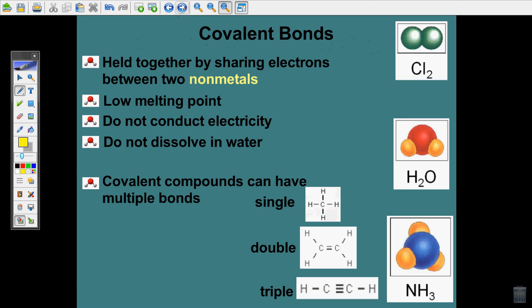Alright, covalent bonding. Covalent bonds are held together by sharing electrons between 2 nonmetals. So remember, metallic bonds were between 2 metals. Ionic bond, you have a metal and a nonmetal. And covalent bonds are 2 nonmetals. They usually have a low melting point. They don't conduct electricity. They're not going to break apart in water into ions, like ionic bonds. And they could have multiple bonds. So you could have a single bond, which we represent with 1 line, a double bond, which we represent with 2 lines, and a triple bond we represent with 3 lines. And we'll get more into that in the next unit.